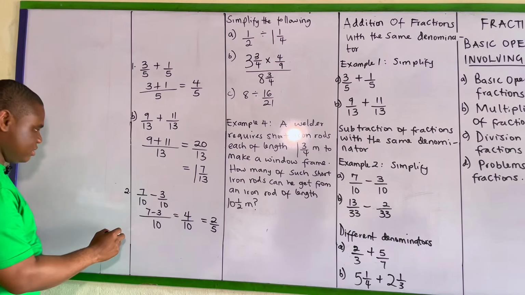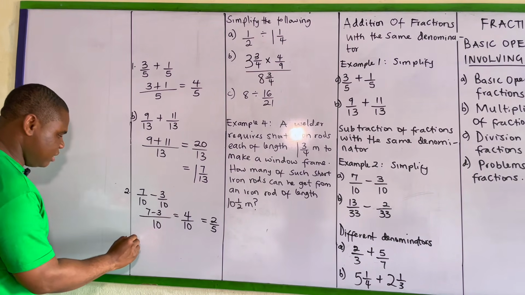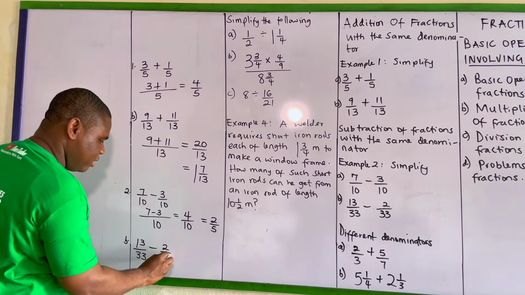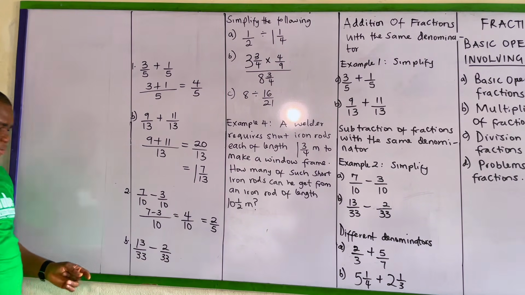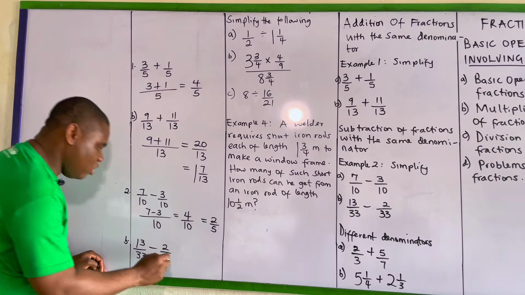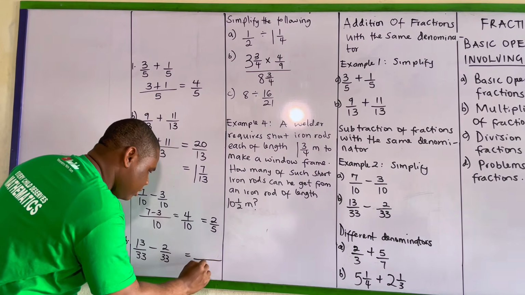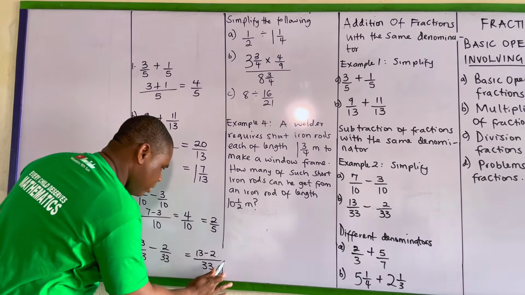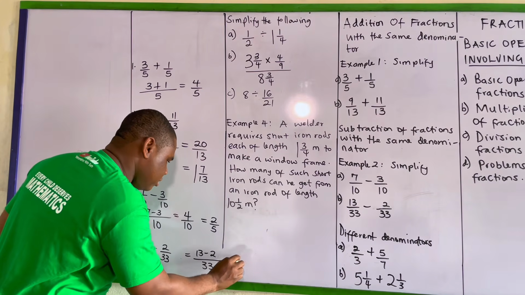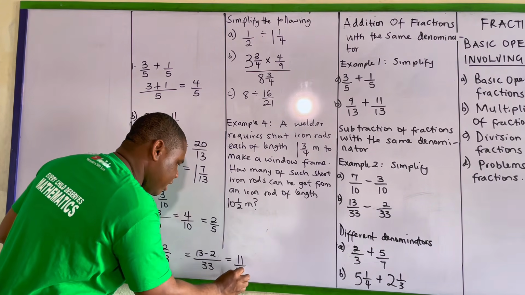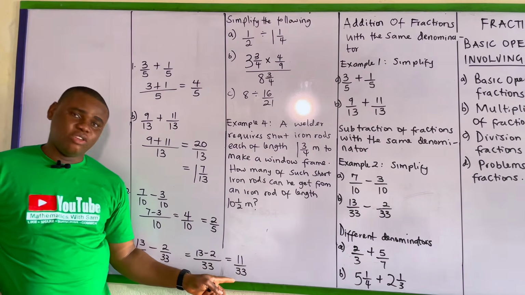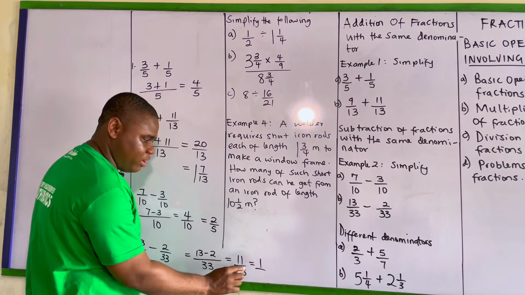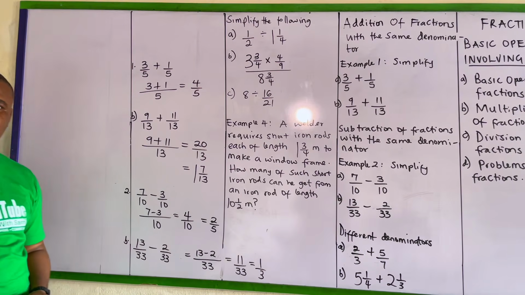All right, the second one says 13 over 33 minus 2 over 33. Like the first example, the denominators are similar. So all I need to do now is keep 33 and do 13 minus 2, which gives me 11 over 33. Don't forget that 11 can actually go into 33, so we have to reduce this to its lowest term. 11 goes into itself 1 time, and goes into 33, that's 3 times. So the answer is 1 over 3.